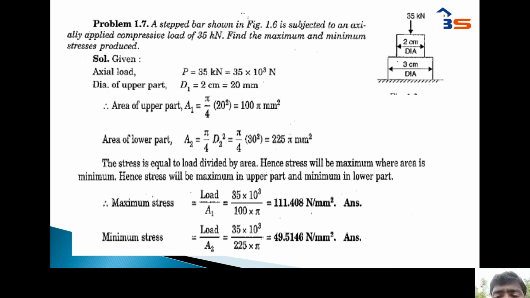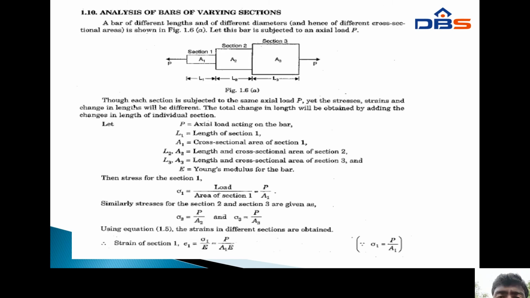Next, this is the analysis of bars of varying cross sections. A bar of different lengths, different diameters and different cross-sectional areas, as shown in the figure. Let this bar be subjected to an axial load P as shown in the figure. It has first step, second step, and third step.